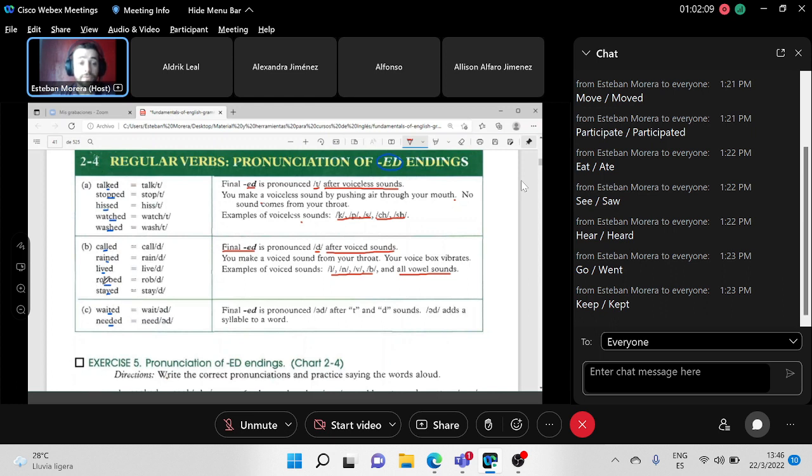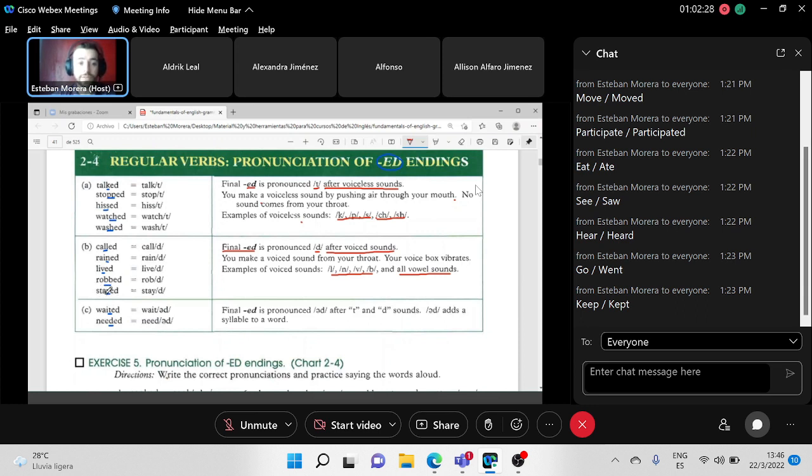Next example, rub. Letter B is the final sound, and it vibrates. It has vibration. Okay. Pronunciation of the ending: d. Pronunciation of this verb in the past tense: rubbed, rubbed.